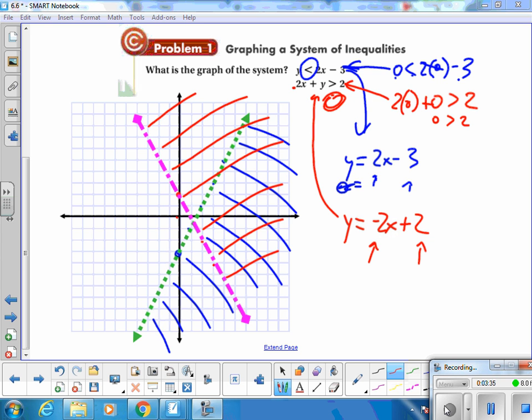And I am looking for the overlap. The overlap happens right in here. So this right here is the solution to my system. Now notice that because my line is dotted, anything on this line is not part of the solution; anything in this space is a solution. So a solution could be the point 4, 1. A solution of 4, 1 does work in this system.